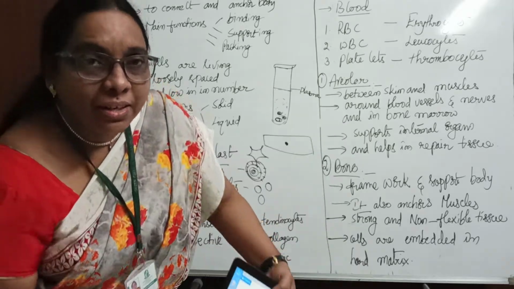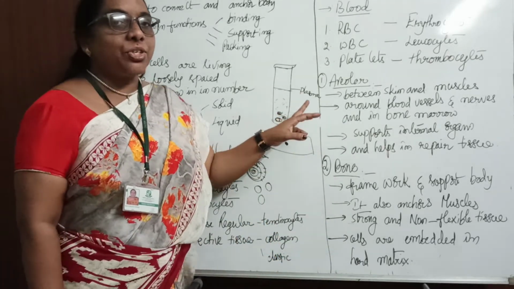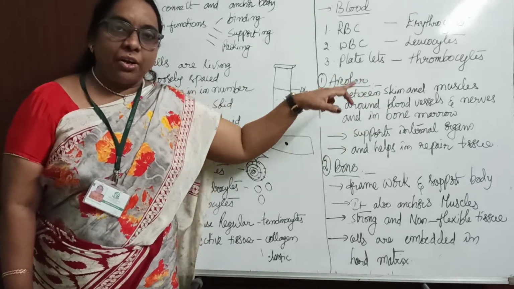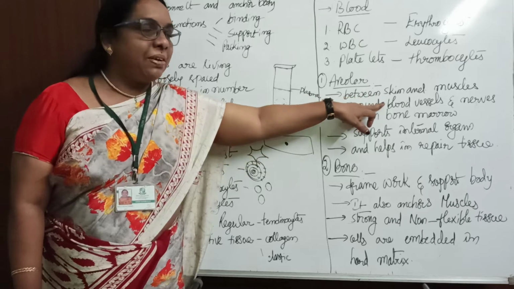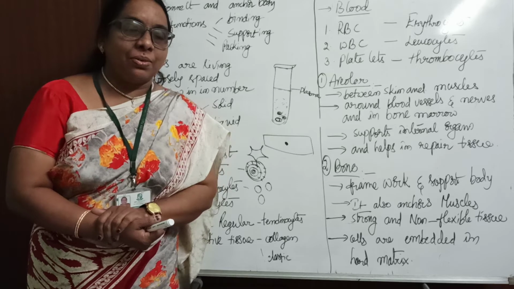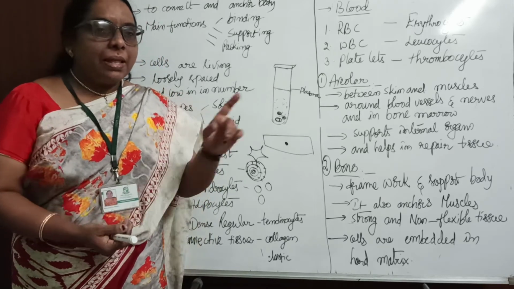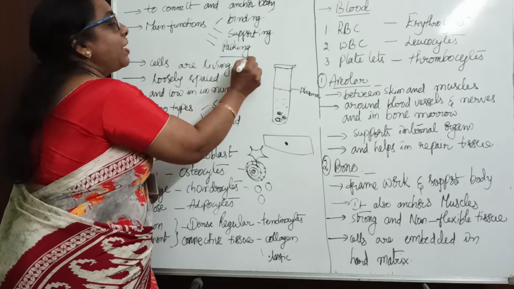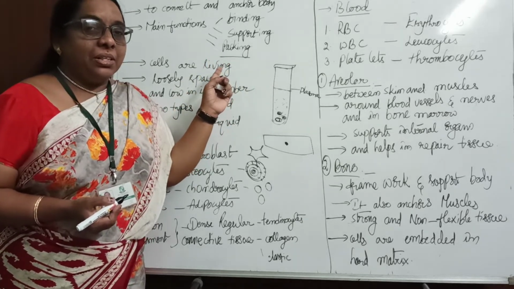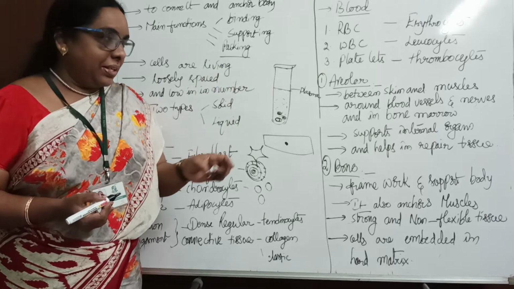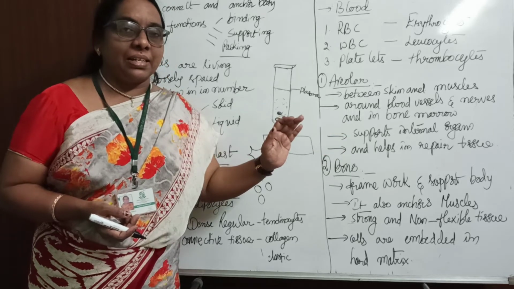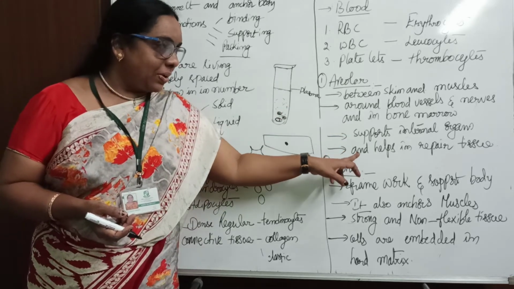So that is about areolar tissue. It is present between skin and muscles, and not only that, it is also present around the blood vessels, around nerves, and also in the bone marrow region. The main function of this areolar tissue is that it helps in packing during the time of damage, to seal that particular damage. We can also say that it supports all the internal organs.